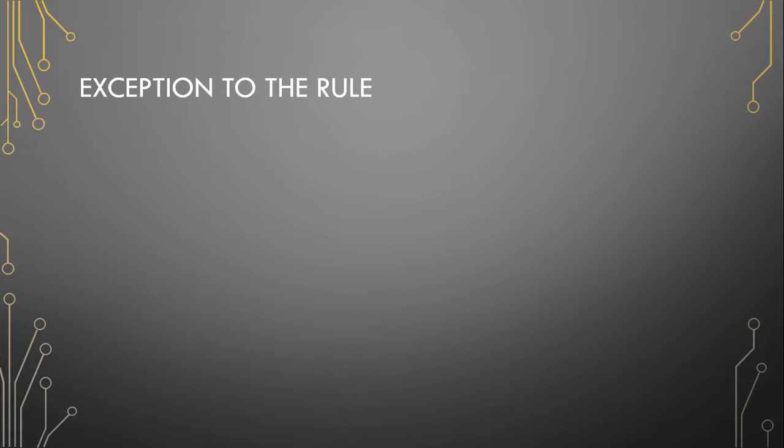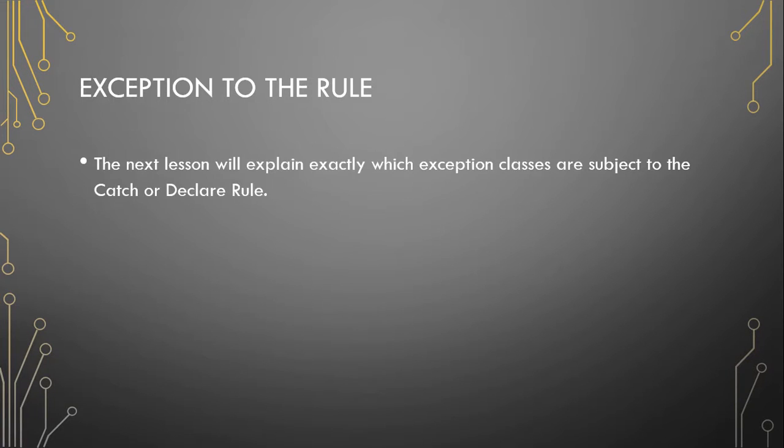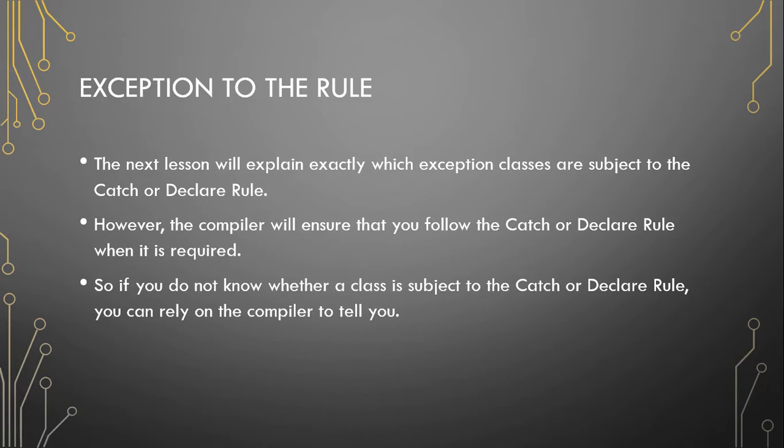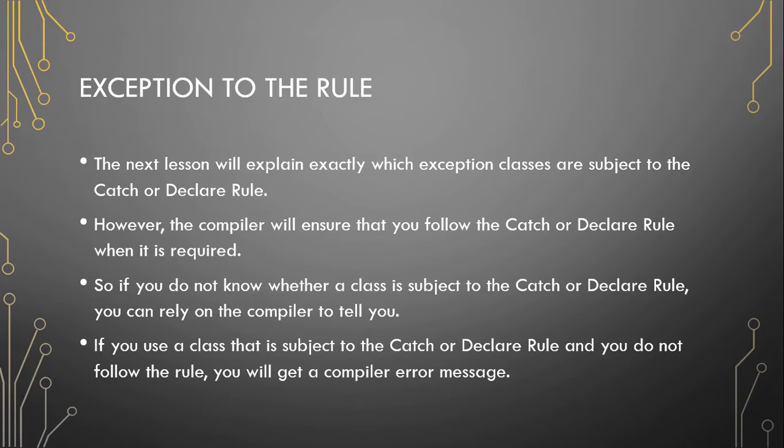Now, obviously, we've talked a little bit about the catch and declare rule. But our next lesson is going to explain exactly which exception classes are subject to that catch and declare rule. A good way to look at this, though, is the compiler will assure you that you follow the catch and declare rule when it is required. So if you're not quite sure whether a class is subject to catch or declare, you can always rely on the compiler to tell you. If you use a class that is subject to catch or declare and you do not follow the rule, you're going to get a compile error message. Eclipse is going to yell at you and say there should be something here for it.